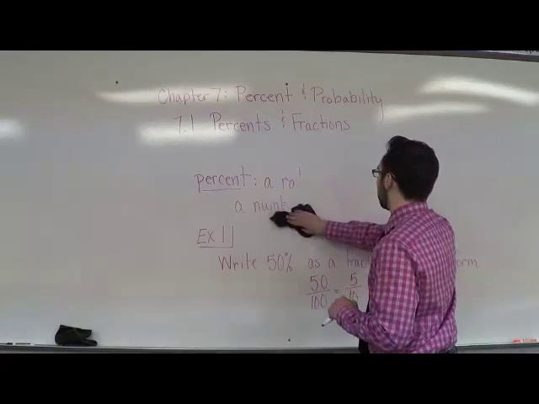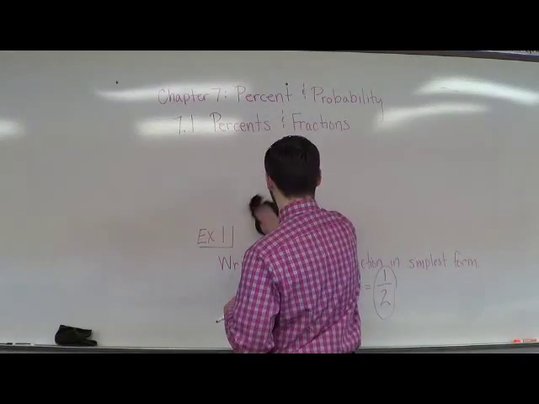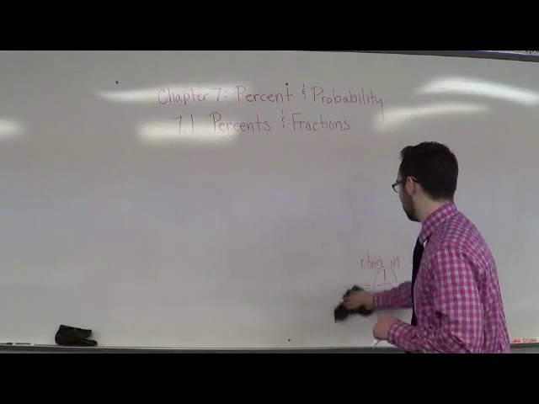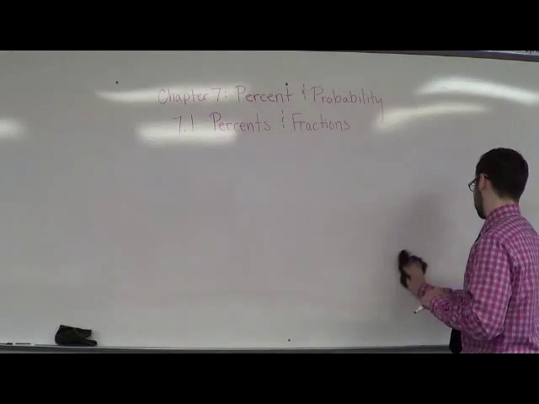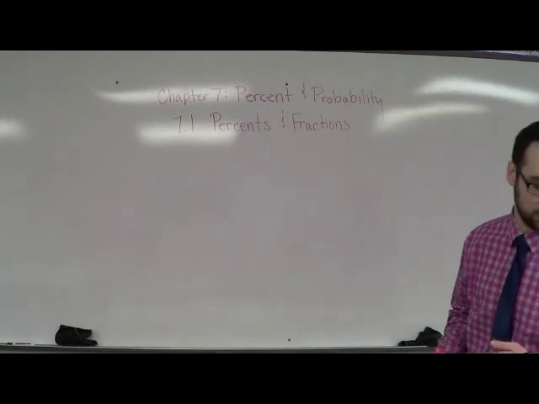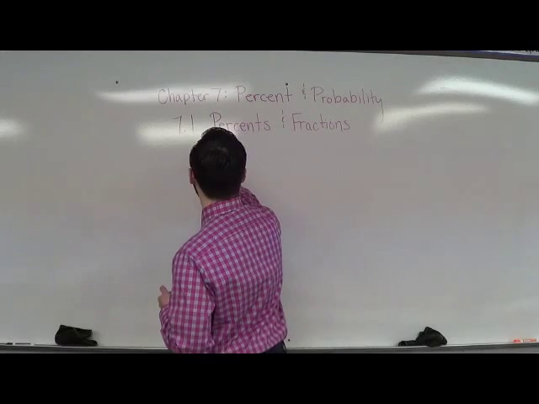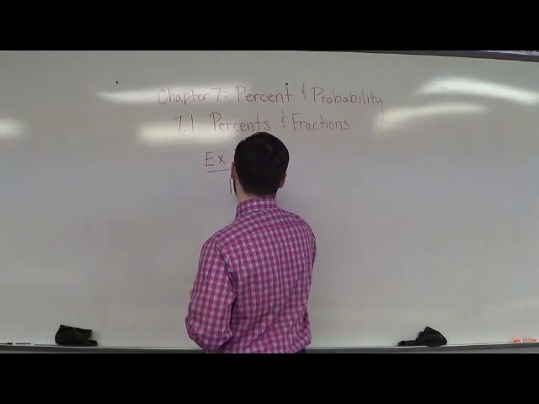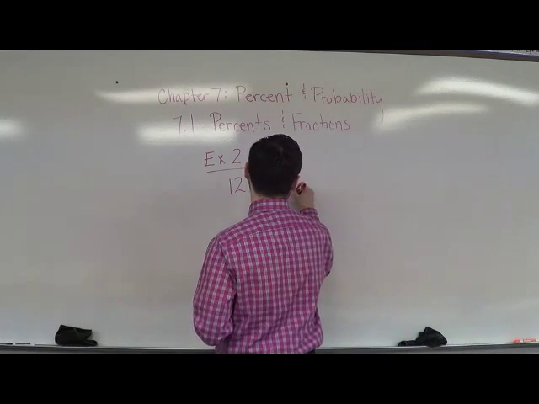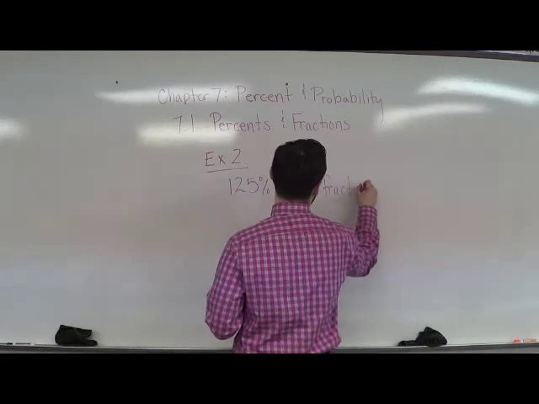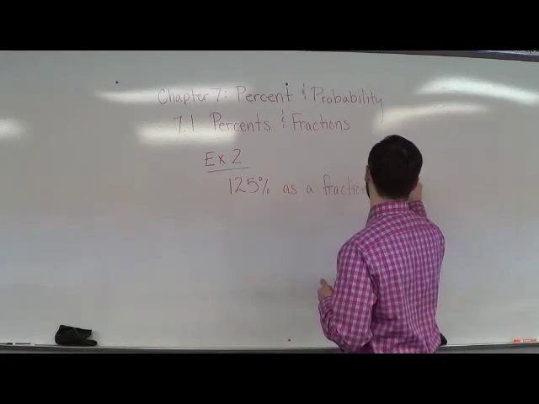So let's take a look at what happens, because sometimes I give bonus points on these tests. And you might end up with something that's over 100. So how do I write that as a fraction if I end up with a percentage that's over 100? So for instance, if I write 125% as a fraction in simplest form.